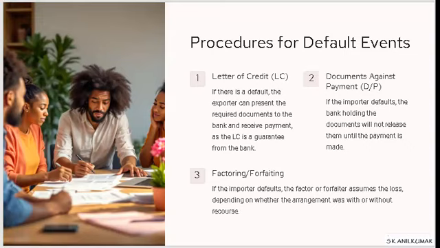What is documents against payment? If the importer defaults, that is, importer doesn't pay, then the bank holding the documents will not release the documents until the payment is made in a DP. In a DA, the documents are mostly released against a trust receipt. In factoring or forfeiting, the product is such that if the importer defaults, the factor or forfeiter will have to assume the loss, because most of the time it is without recourse unless it is some fraud or some collusion that has been identified.